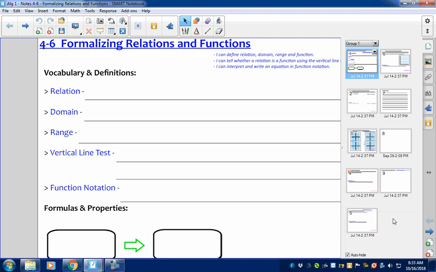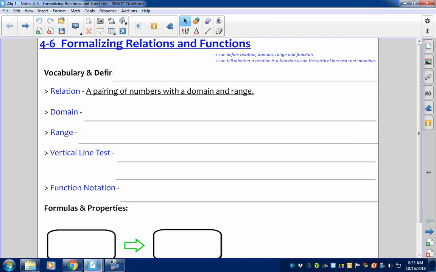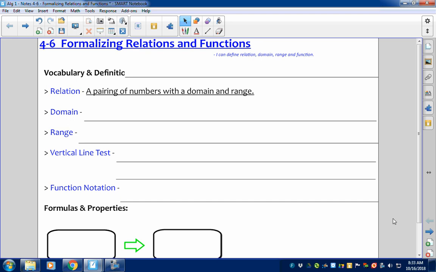And this will finish off our chapter 4. So a relation here is a pairing of numbers with a domain and a range. Kind of like on your skill test, you have a pairing of numbers. You had a domain that you had to come up with, and then a specific range that went with it. So a pairing of numbers with a domain and a range.